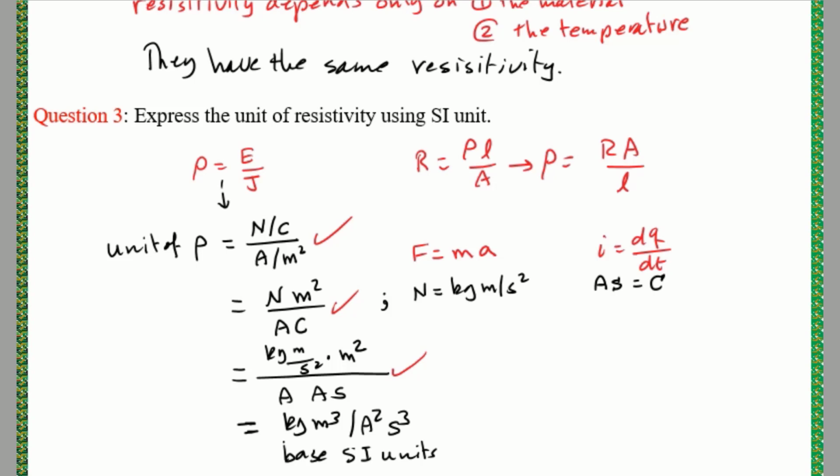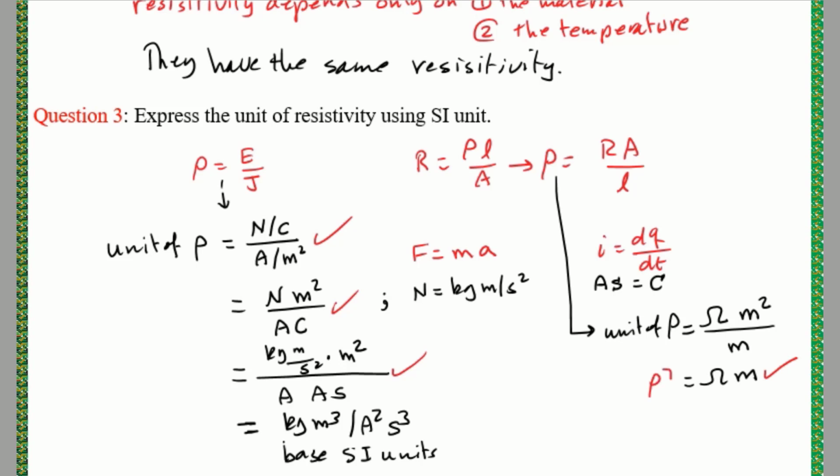And you can reach the same if you use this formula. The unit of rho, the unit of the resistance is ohm. The unit of the area is meter squared, and here we have meter. So we have ohm times meter. This is a very known unit for the resistivity.